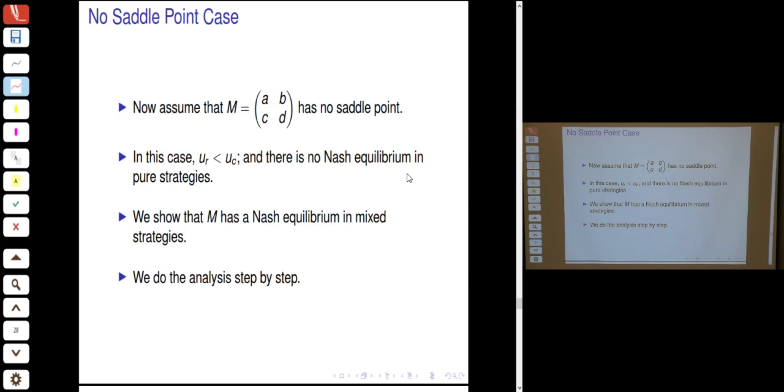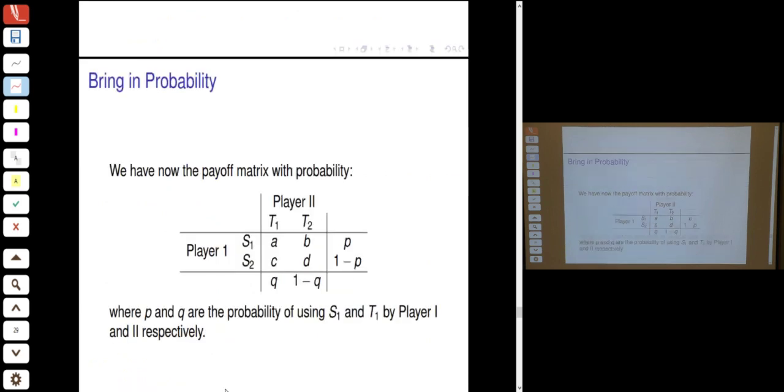So suppose this payoff matrix has no saddle point. Of course in that case UR must be less than UC, because if UR was equal to UC, then you would have had a saddle point. And if UR is less than UC, there is no Nash equilibrium in pure strategies. So we want to show that instead the payoff matrix M has a Nash equilibrium in mixed strategies. So how do we do that? We do the analysis step by step.